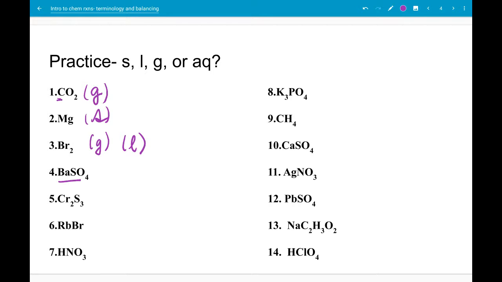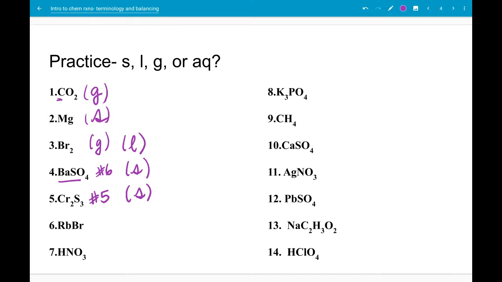If I look at barium sulfate, I'm going to look at my solubility rules. Rule number 6 is the one I'm looking at, that sulfates are soluble except for calcium and barium, and so that would be a solid. For chromium 3 sulfide, I don't see any rules about chromium, but I do see them for sulfides. This is rule number 5. And rule number 5 says carbonates, hydroxides, oxides, phosphates, silicates, and sulfides are insoluble. So I'm putting a solid.